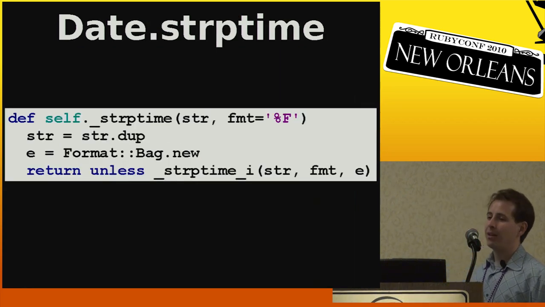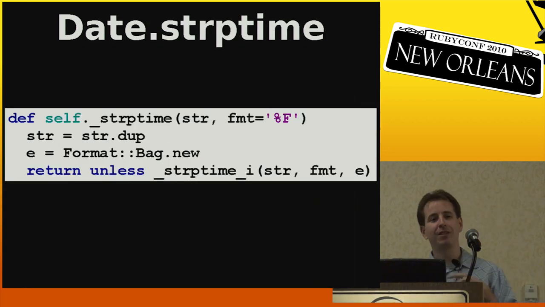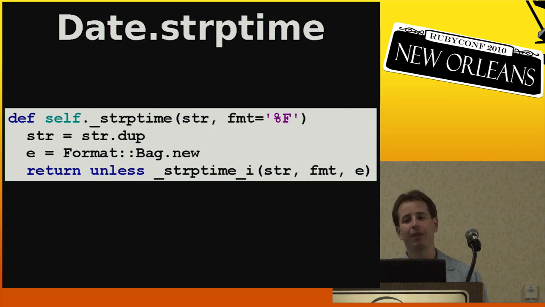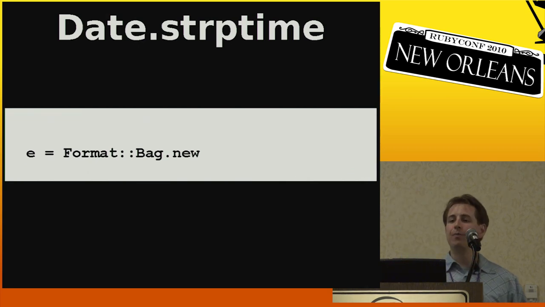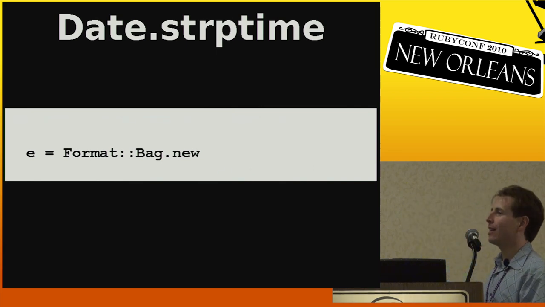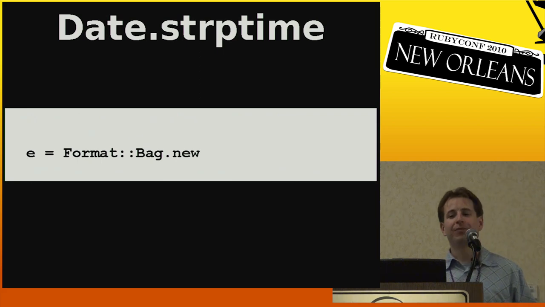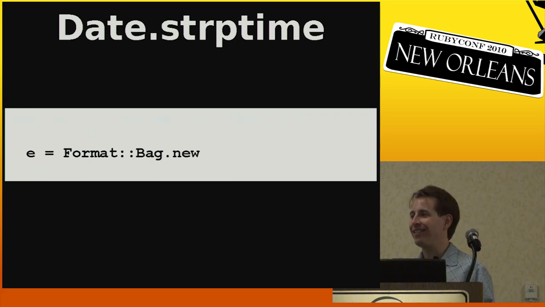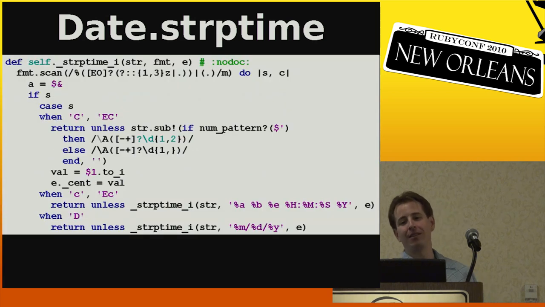So like string ftime, the date string ptime class method is another method with known performance issues. One of the reasons it is slow is that it uses a date format bag instance to hold some temporary data. This class is actually just like a hash, except it's much slower. Its only benefit is that it allows you to use regular named methods instead of the hash getter and setter methods.